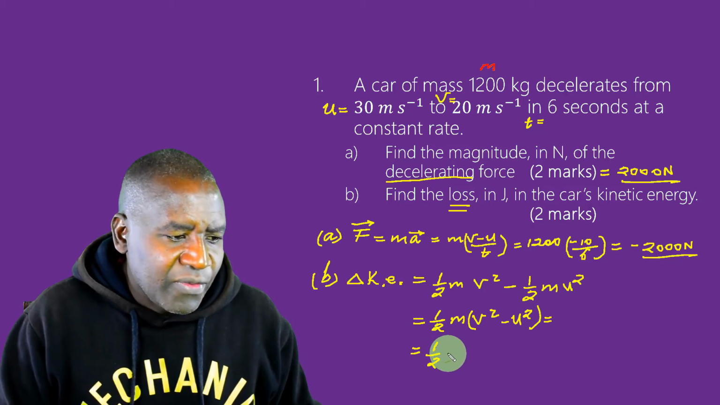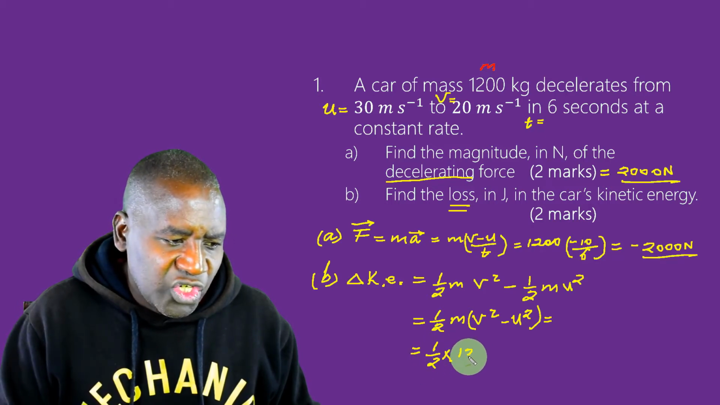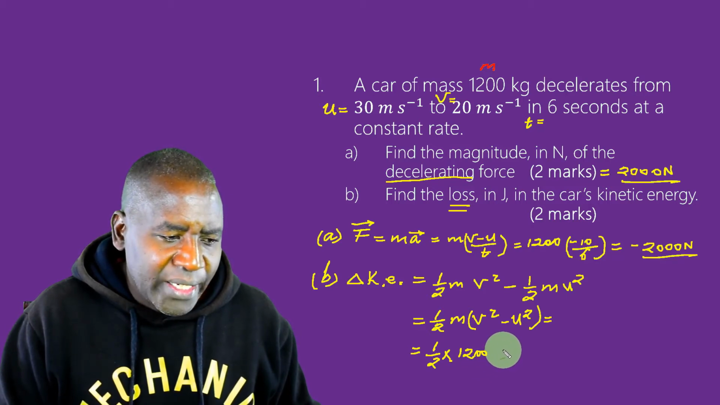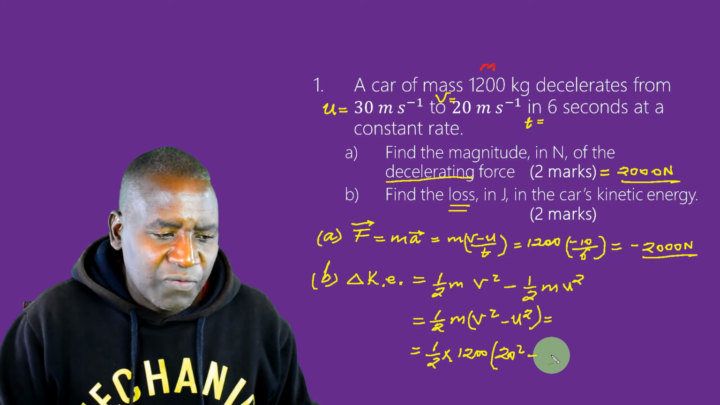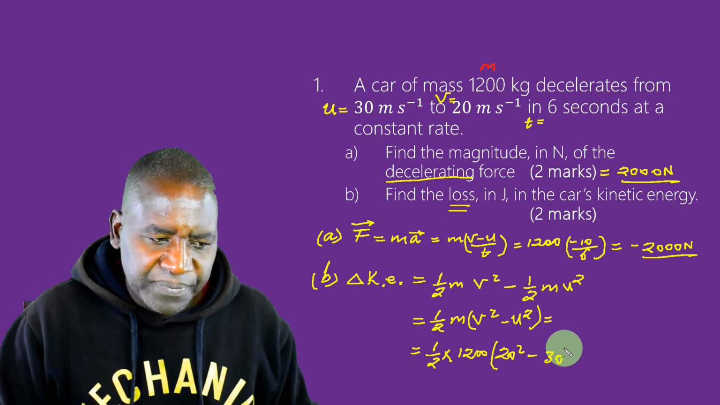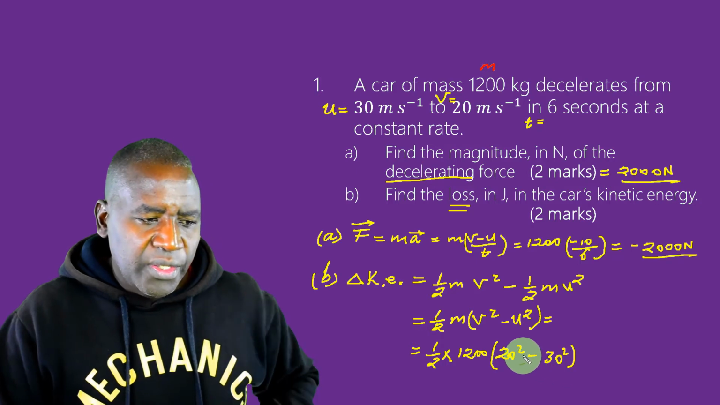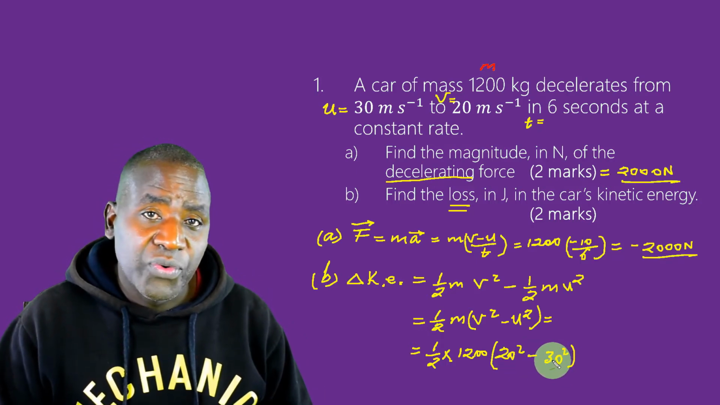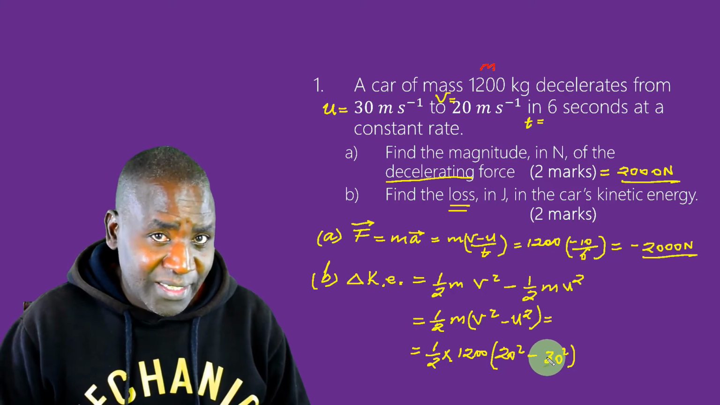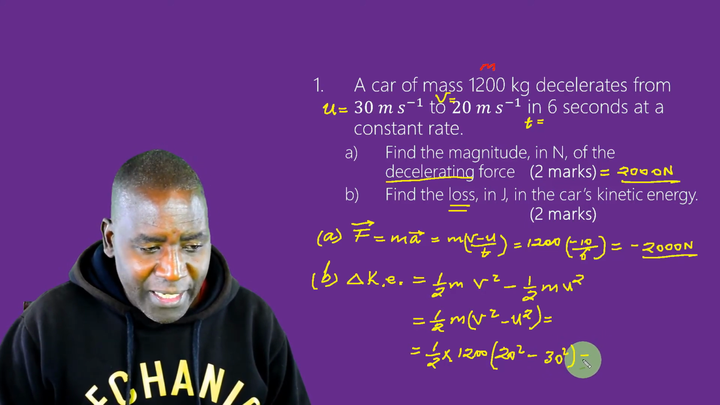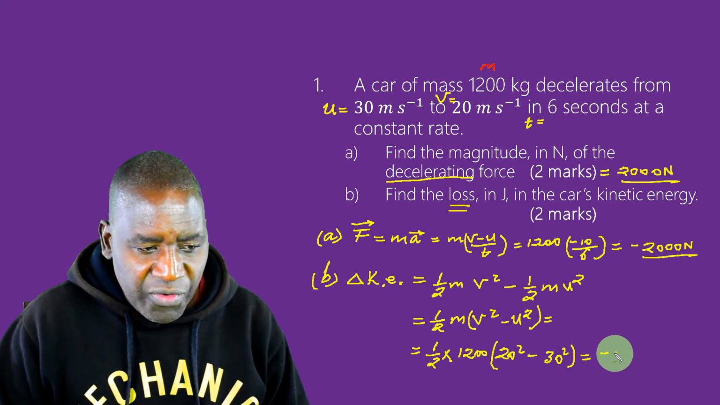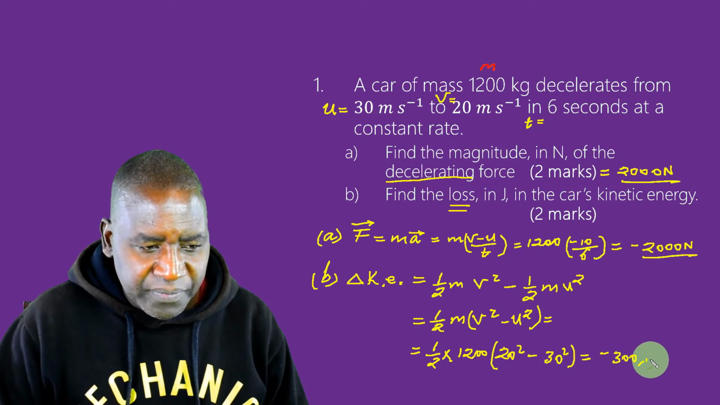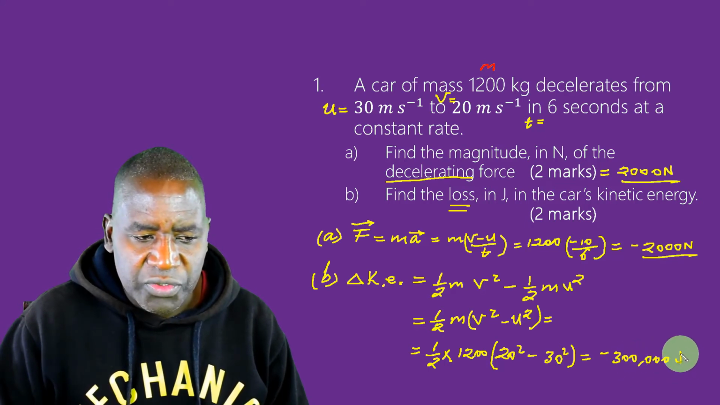So this is a half. The mass is 1200 kg. v squared is 20 squared, which will be 400. And u squared is 30 squared, which is of course 900. 400 minus 900 will give you minus 500. There is that negative sign. When you multiply that by, of course here we've got 600, you're going to get minus 300,000 joules, of course.